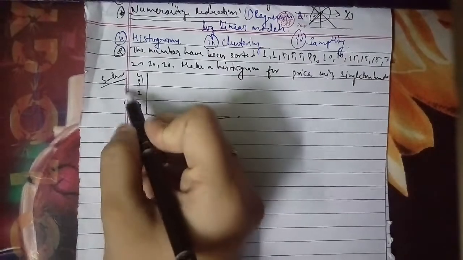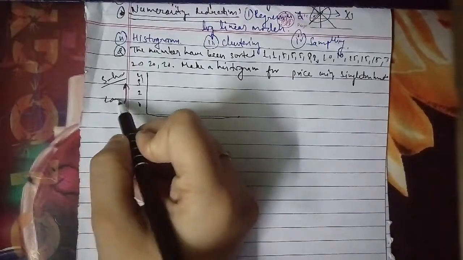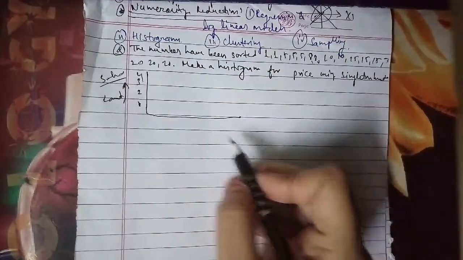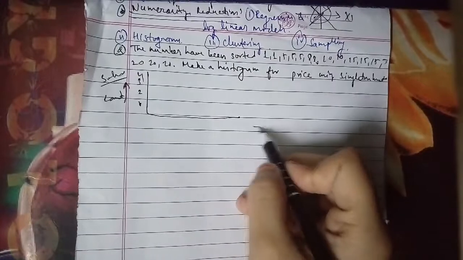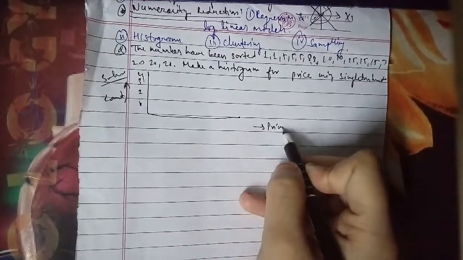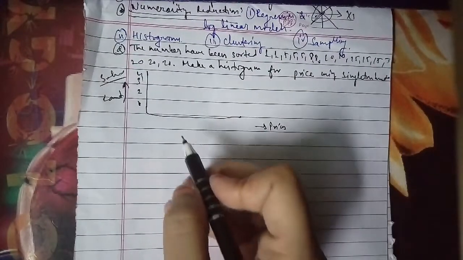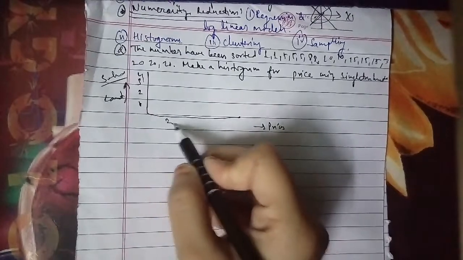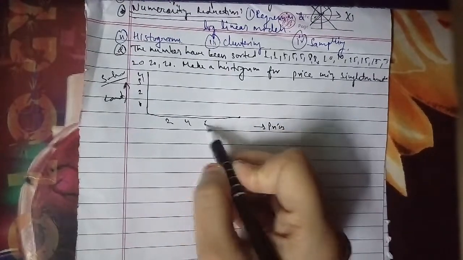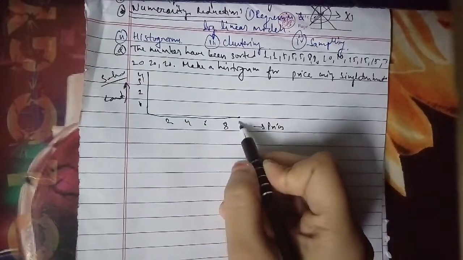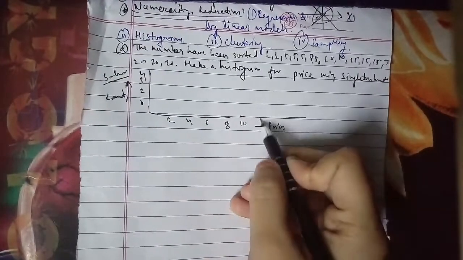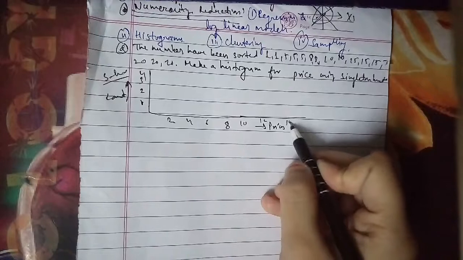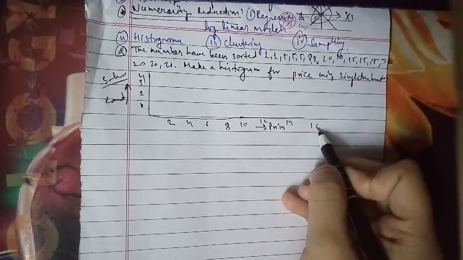Sorry, that one is 2, and then we have 5. For 5, we count 1, 2, 3, so 5 goes to 3. Then we have 8, which is 2, so 8 is here, and that is your 2.